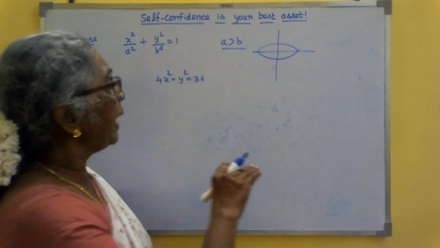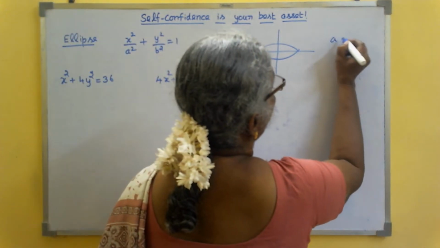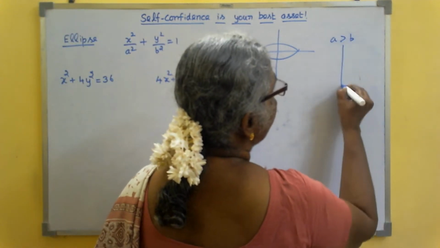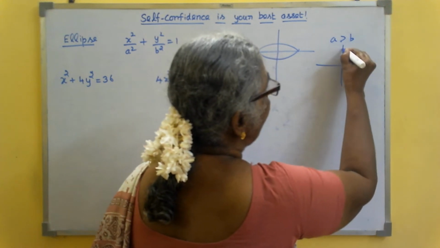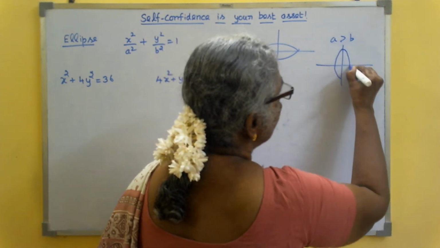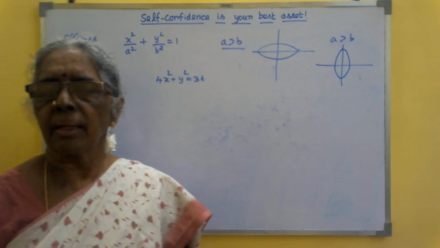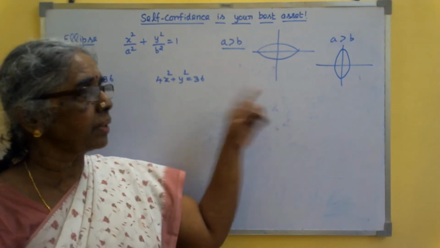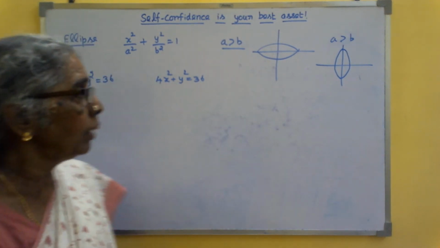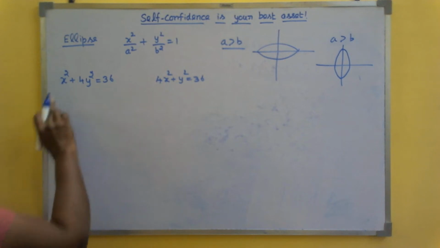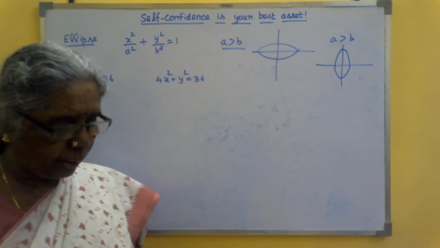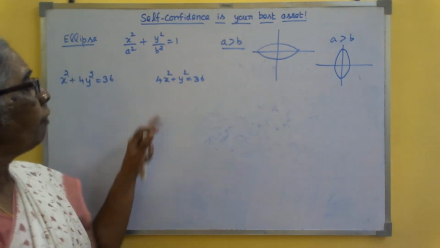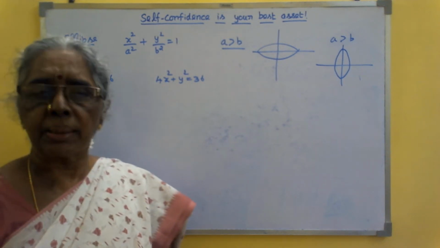If a is lesser than b, then in that case, the major axis will be along y-axis. So you will have an ellipse like this, right? These are the two things you should understand. Now, let us see these two equations. x squared plus 4y squared is equal to 36 and 4x squared plus y squared is equal to 36.